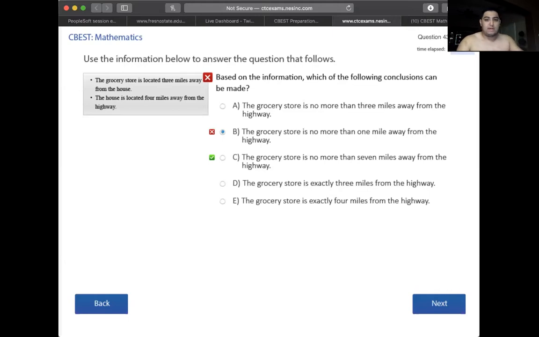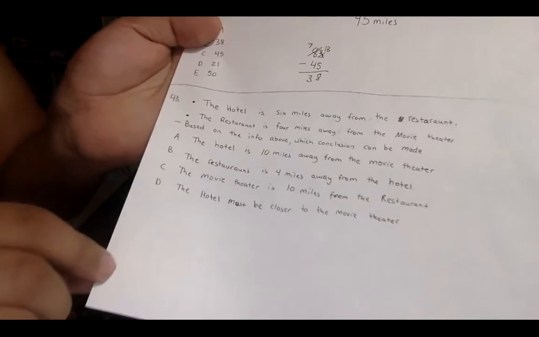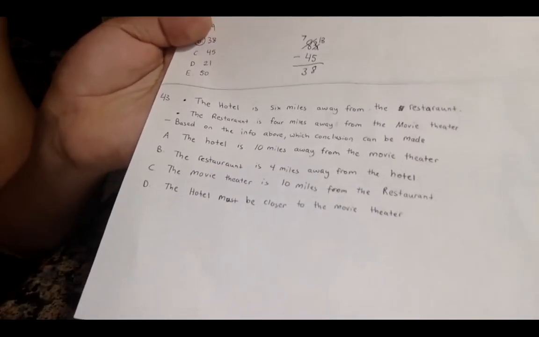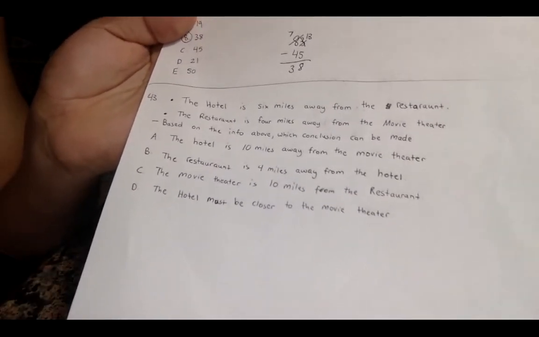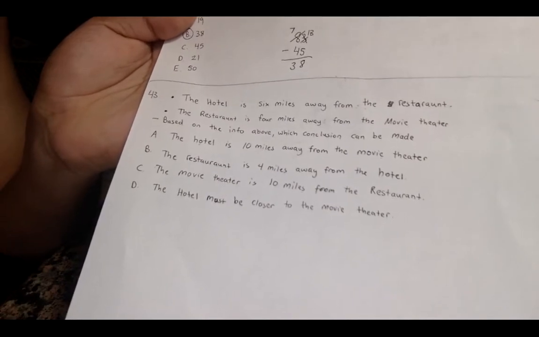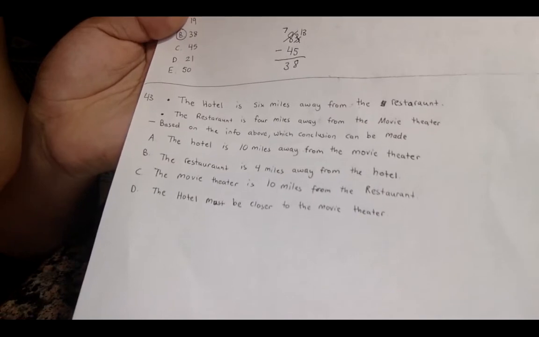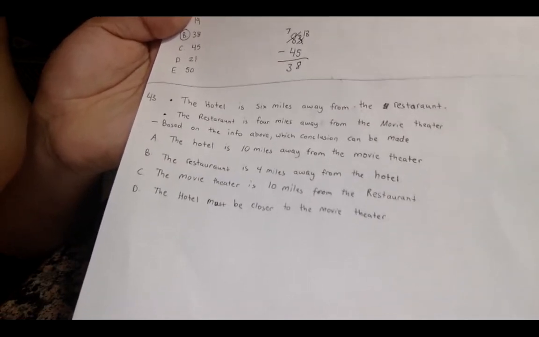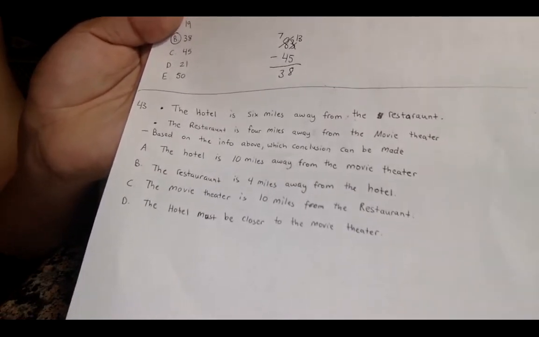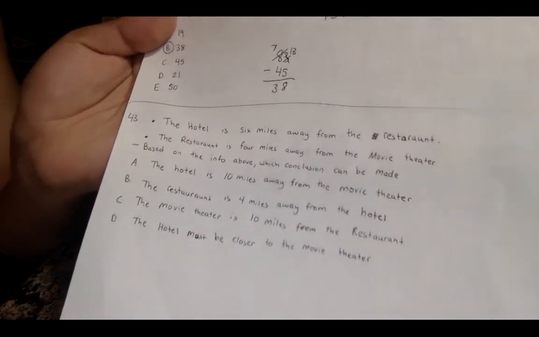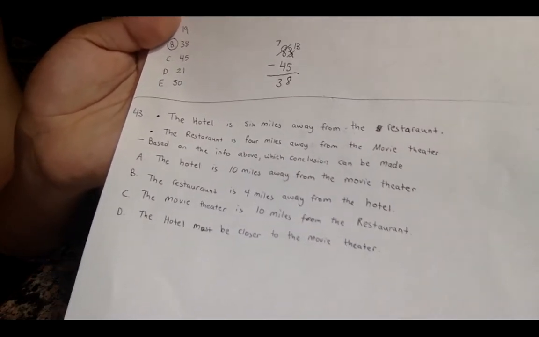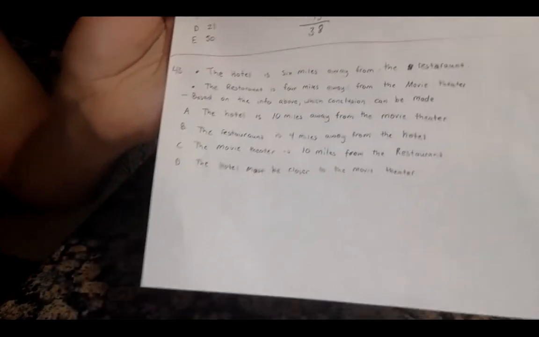Okay, let me stop sharing. Okay, so it's kind of weird. I try to use my philosophy skills from my class to word it up. So it's saying the hotel is 6 miles away from the restaurant. The restaurant is 4 miles away from the movie theater. And then these are your 4 answers.